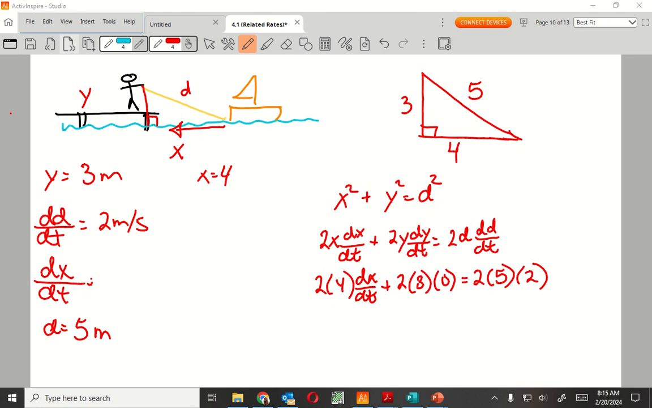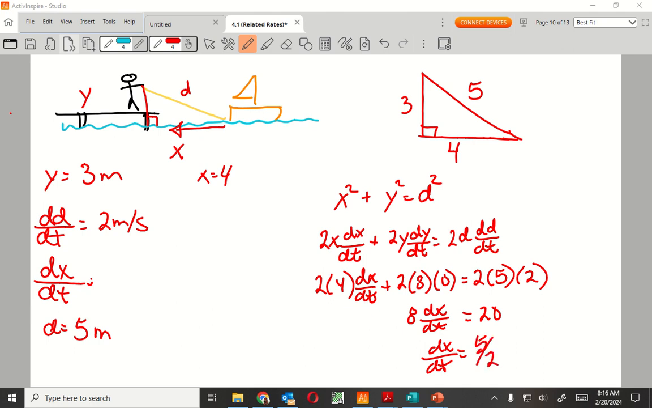So that middle piece right there, anything times 0 is 0. Okay, so basically all this over here is going to be 20, is equal to 8 dx/dt. Divide by 8 and reduce. My dx/dt is going to be 20 divided by 8. What's that? At least 4. So that's going to be 5 over 2.